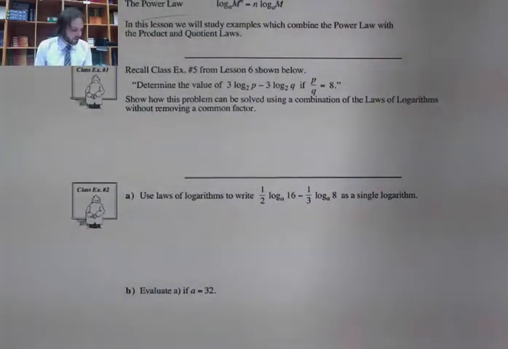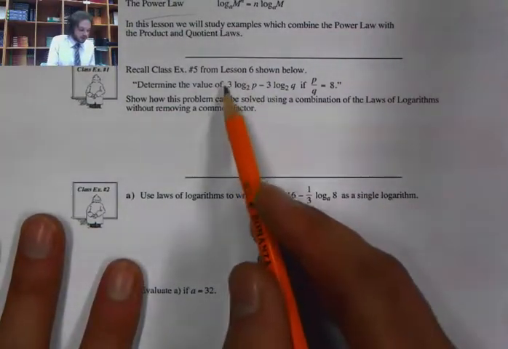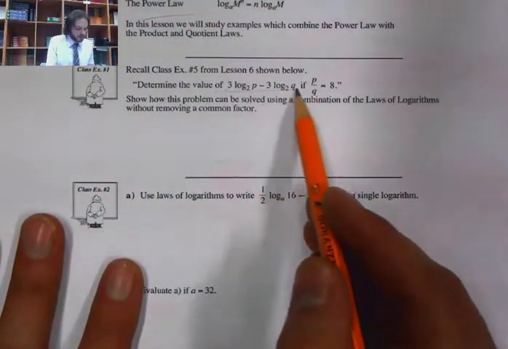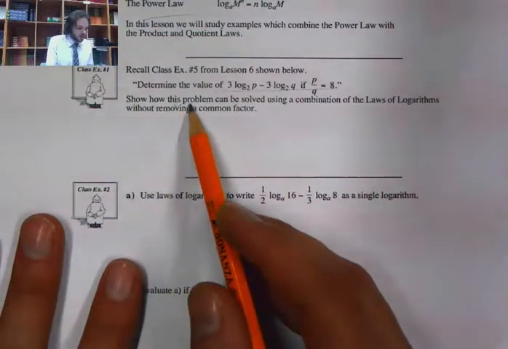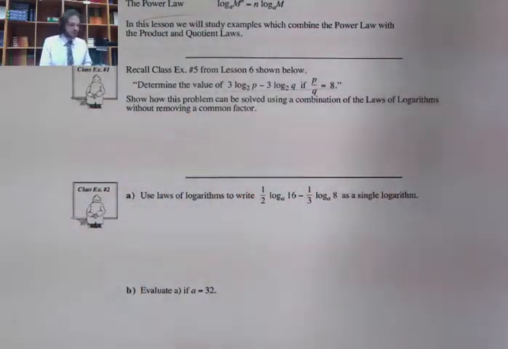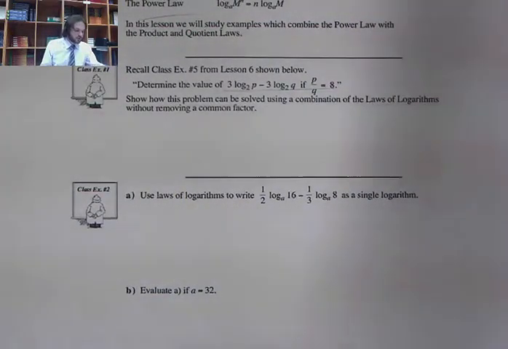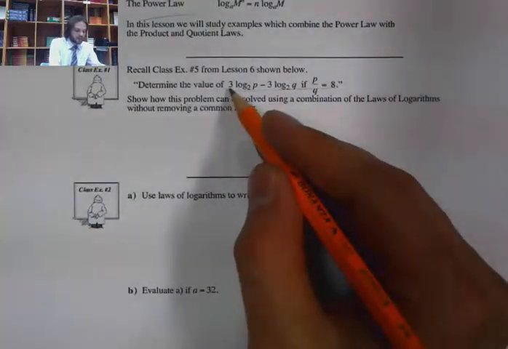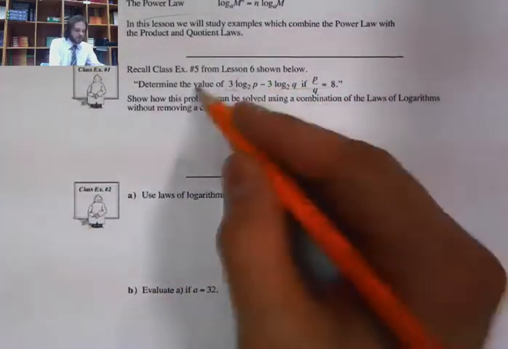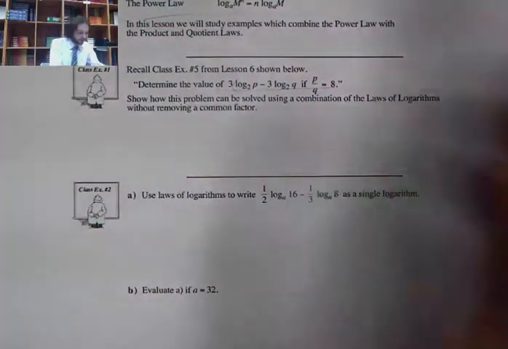It says, recall from class example 5, as shown before, determined in lesson 6, determine this here. Now show how this problem can be solved using combinations of the logarithms without removing a common factor. So we want to use the combinations. Last time we had to factor. Remember, I had to factor out the 3. So we're going to do it without that.